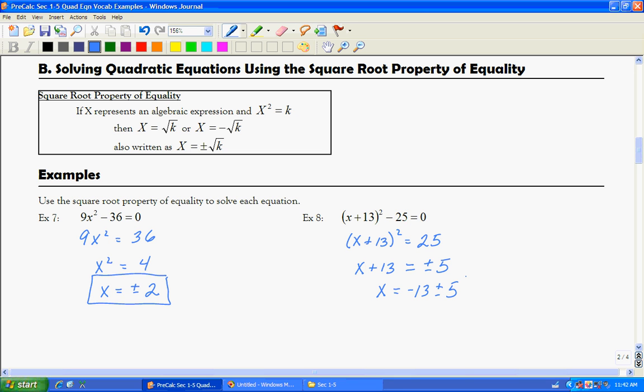This actually gives us two solutions. So the first one is going to be x is equal to negative 13 plus 5. And our second solution is x is equal to negative 13 minus 5. So we get two answers. The first one is negative 8. The second answer is negative 18.